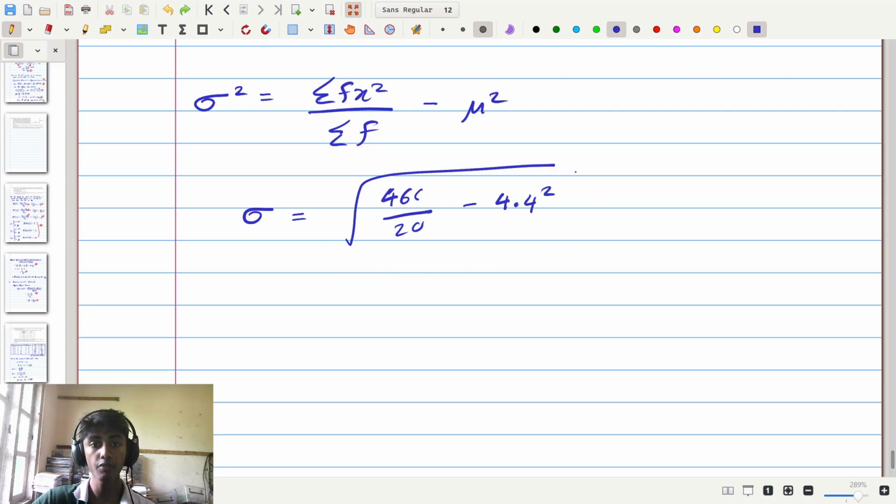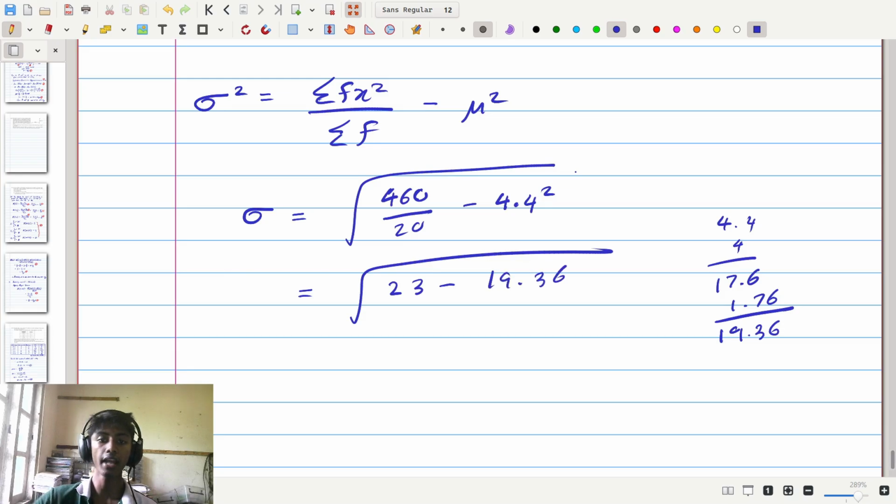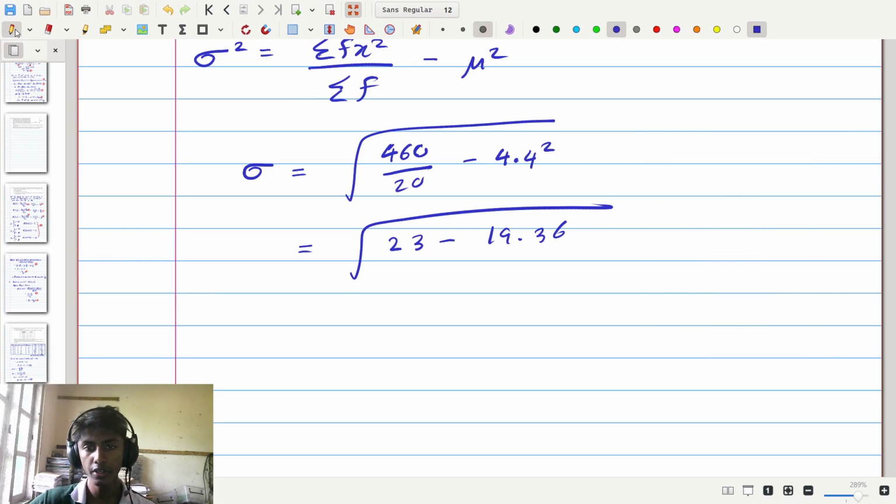And if we take the square root of that, we will get the value of sigma. Now taking the square root here, we can see we have the square root of 460 divided by 2, which is going to be 23 minus 4.4 squared, which is going to be equal to 4.4 times 4, which is going to be 17.6, plus another 1.76, which is equal to 19.36. So we have minus 19.36. And subtracting these two, we can see 23 minus 19.36 is going to be equal to 3.64.